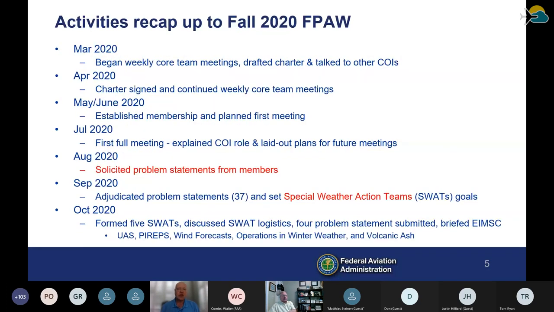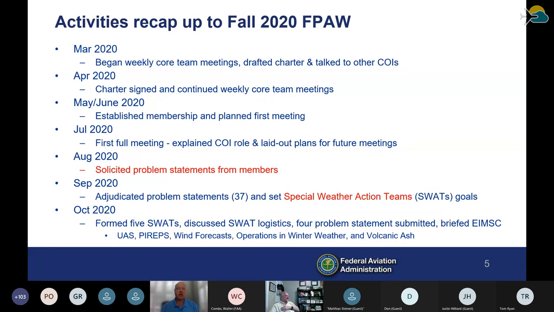So I'm going to recap the activities that occurred for the COI up to the fall 2020 FPAW. Back in March of 2020, we began our weekly core meetings. And oddly enough, the first meeting with myself and Alfred and Dave and Matt took place in person in L'Enfant Plaza the day before the world ended. And pandemic hit and we shut down and never went back to work since. So we had one in-person meeting with each other, and then we started doing everything virtually. And it's worked out just fine, I must say.